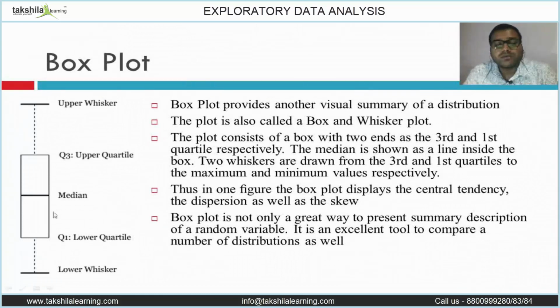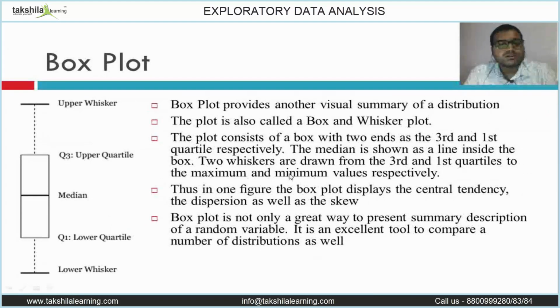We can also call them the 25% quartile and 75% quartile, and in the middle is the median. Two whiskers are drawn from the third and first quartiles. The whisker length is the distance from the upper quartile to the largest data value, or from the lower quartile to the lowest data value. This distance is the whisker.